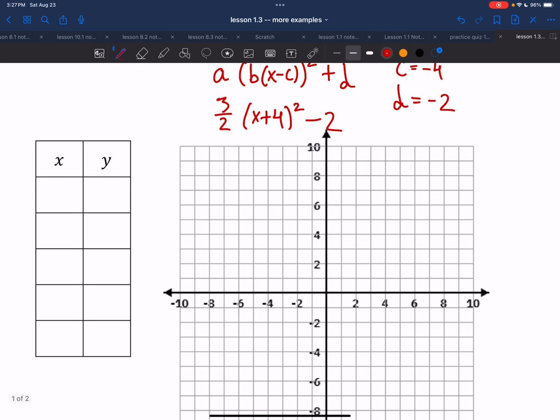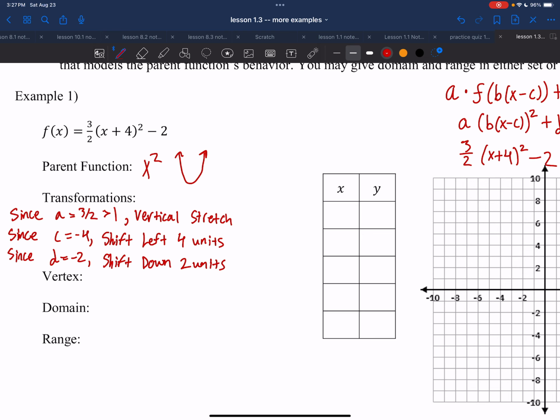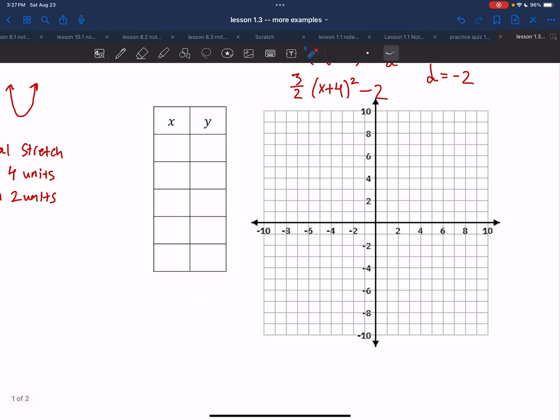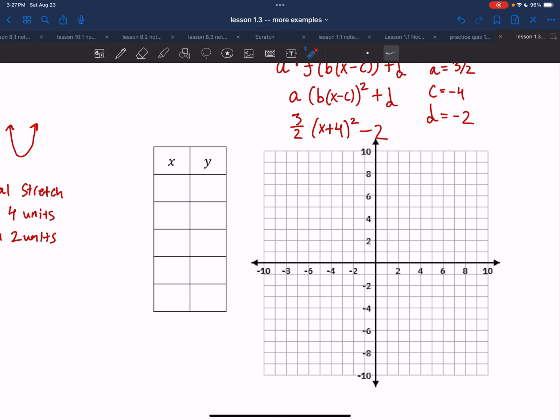And then lastly here, d equals negative 2. So I'm going to say since d equals negative 2, this will shift down 2 units. Okay? And so those are all the transformations described. And we get those transformations by really memorizing the format of these and then knowing their association. What do these quantities mean? We can see them once we graph it, but we actually want to build the ability to know the transformations just by looking at the equation, not just seeing the graph.